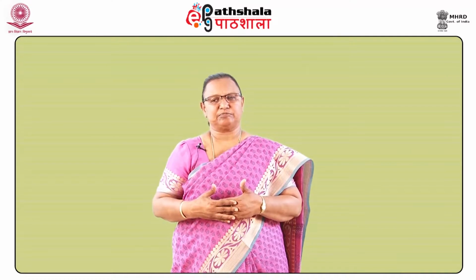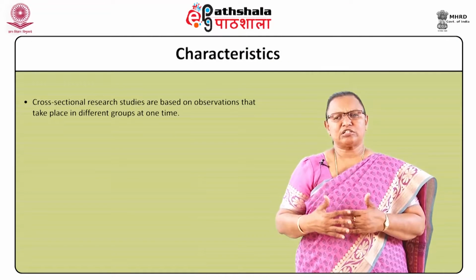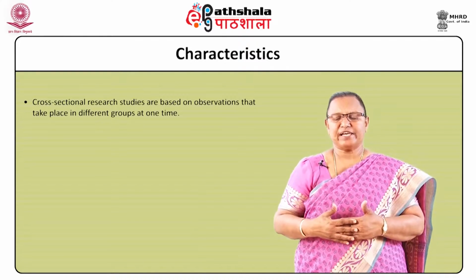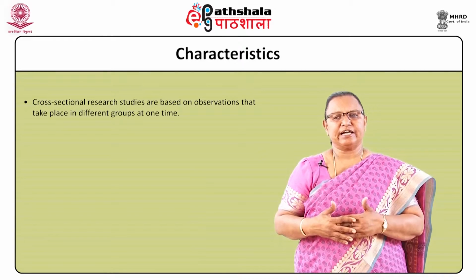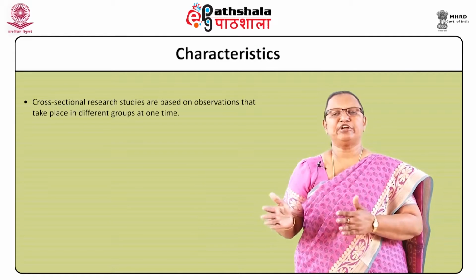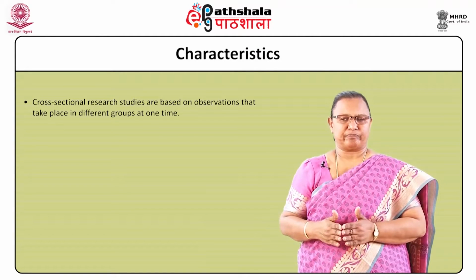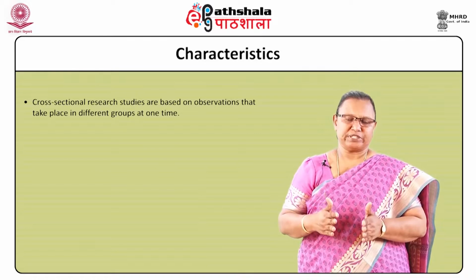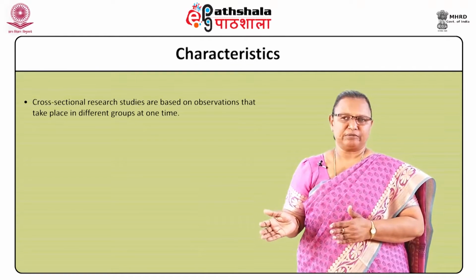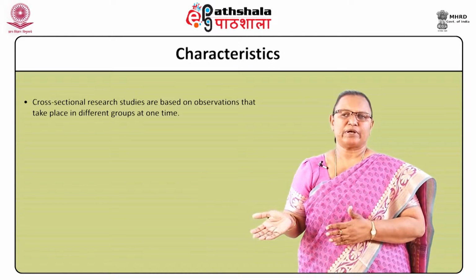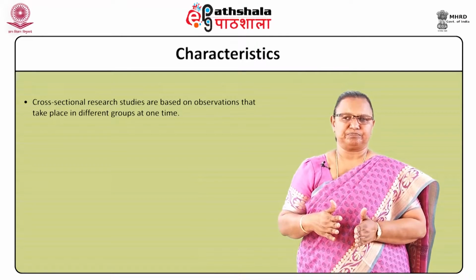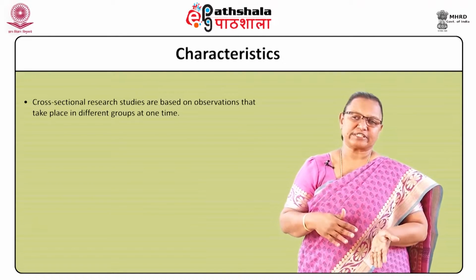So having understood this cross-sectional study design, let us look at its characteristics. A cross-sectional study is based on observations that take place in different groups of people at one time. That is, you have observed three groups of women in different age groups, but at only one point of time, to find out whether they have breast cancer or not.